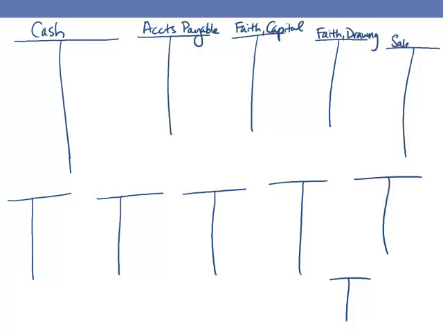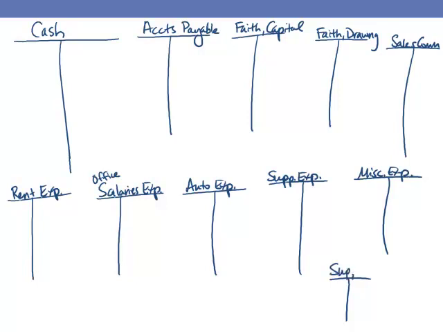We've got sales, commissions, rent expense, salary, office salary expense, auto expense, supplies expense, and miscellaneous expense. And I forgot supplies, the asset supplies.